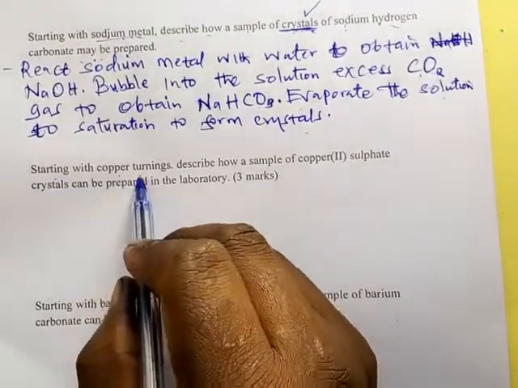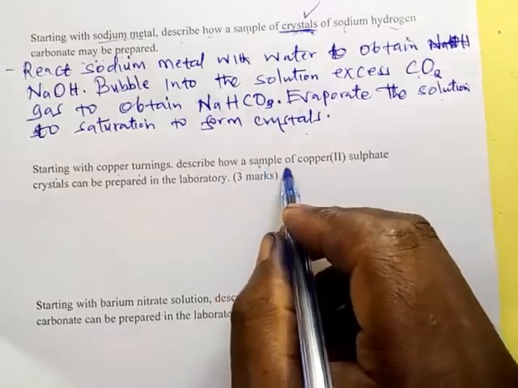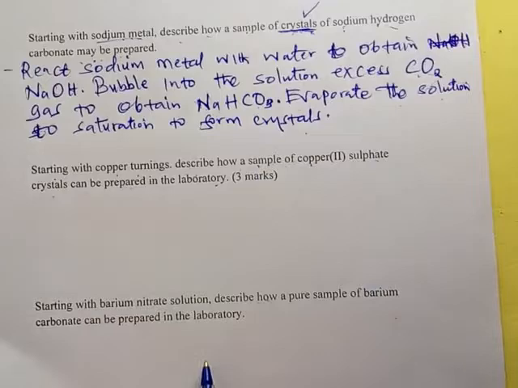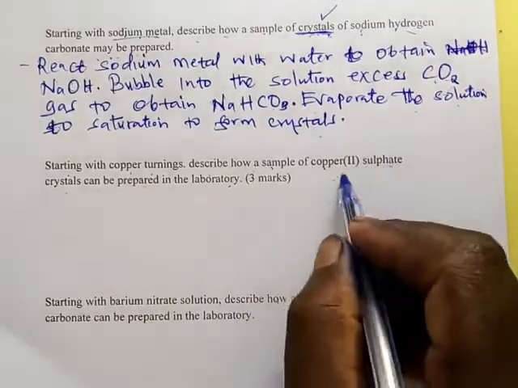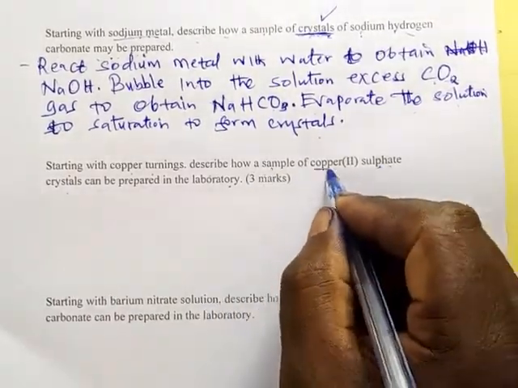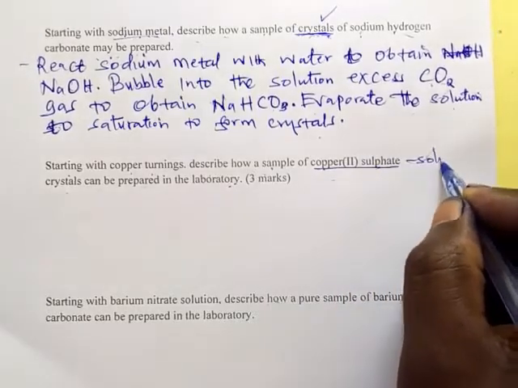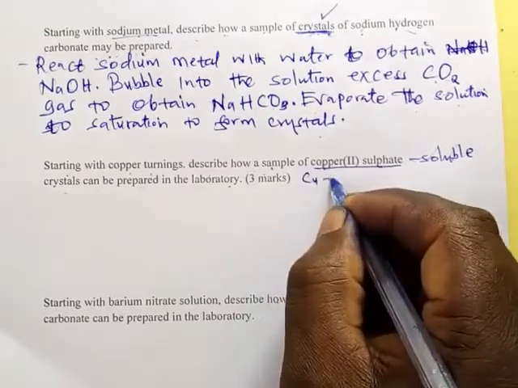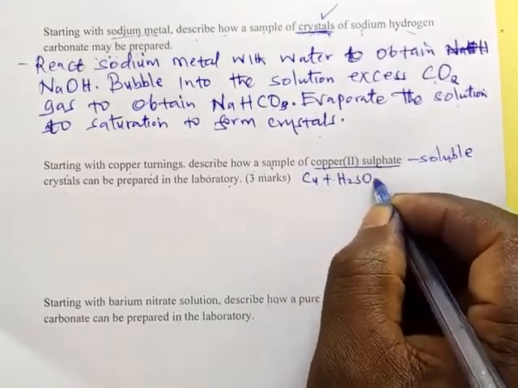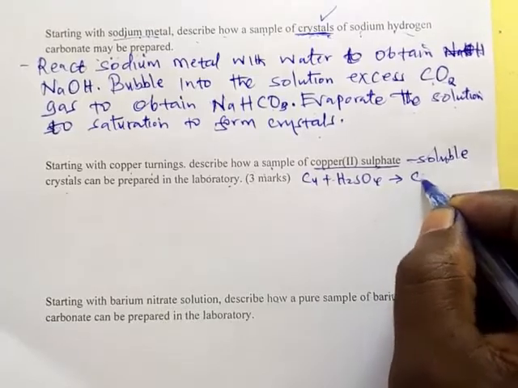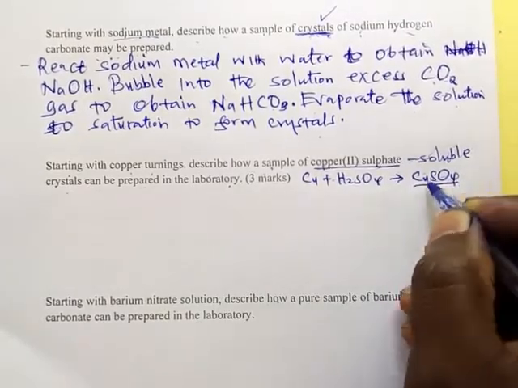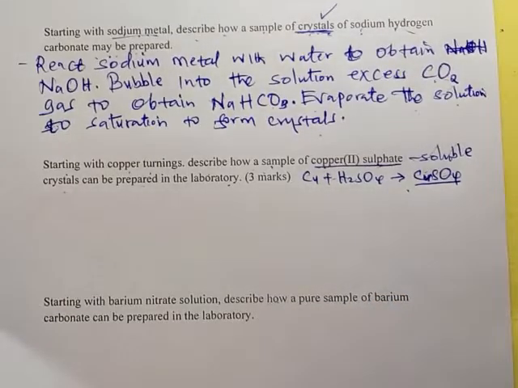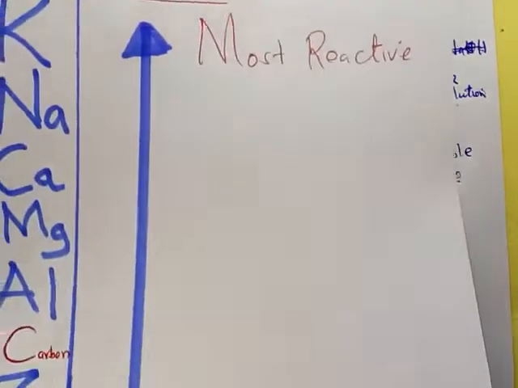Starting with the copper turnings, describe how a sample of copper 2 sulfate crystals can be prepared. First, we ask ourselves, is copper 2 sulfate soluble or insoluble? Copper 2 sulfate is a soluble salt. The question is, why can't we react Cu plus sulfuric acid to get us copper 2 sulfate? Why can't we do this?